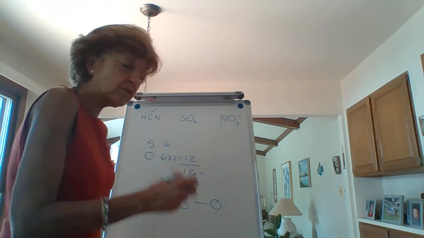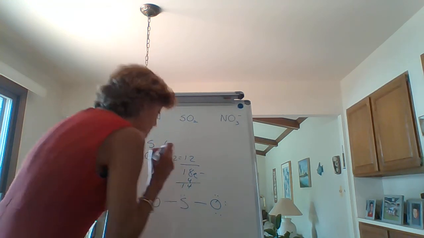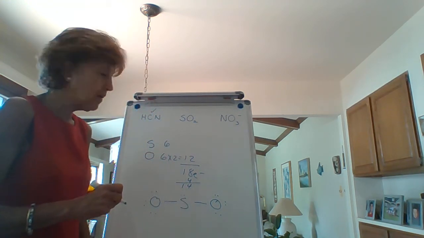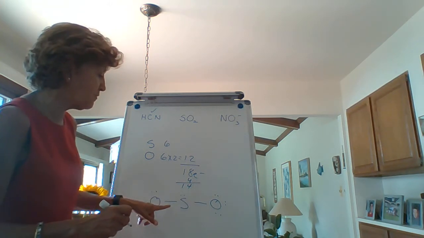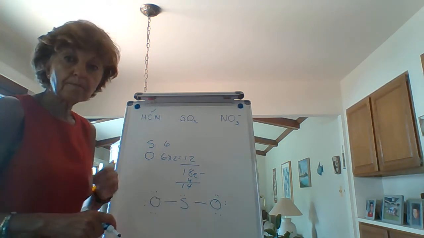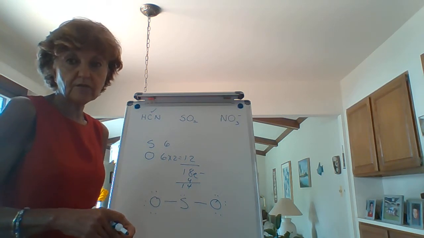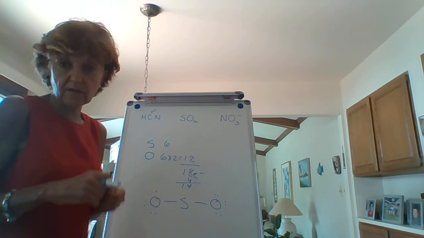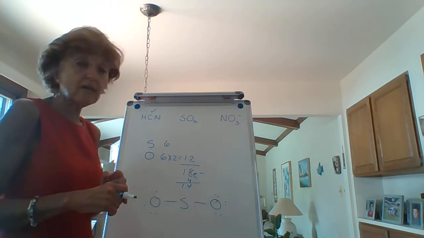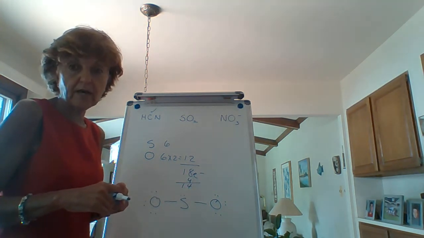Remember what the rule said, 13, 14? You dump it on the central atom. Okay, this oxygen has 8, this oxygen has 8. Take a look at this sulfur, 2, 4, 6. It doesn't have enough electrons. What's the only thing you can do when the central atom doesn't have enough electrons? You need to take a pair from the peripheral atoms.